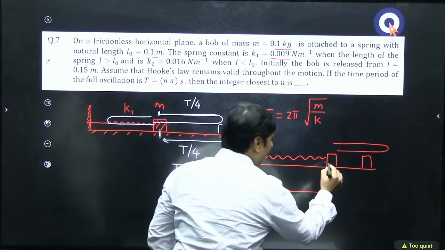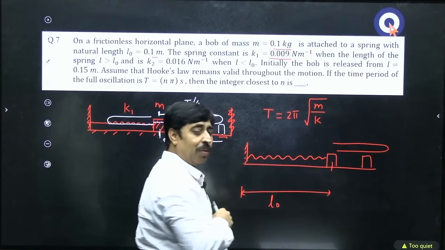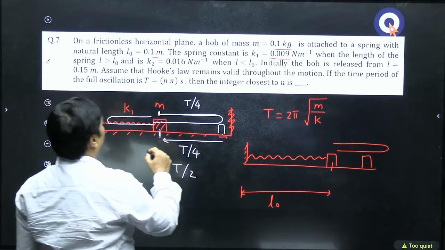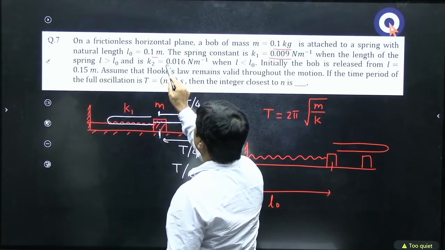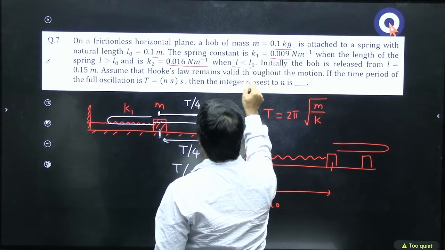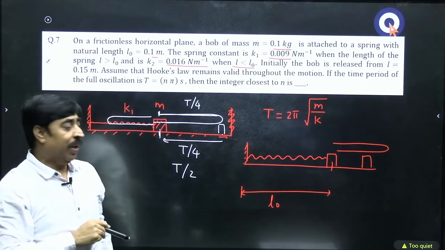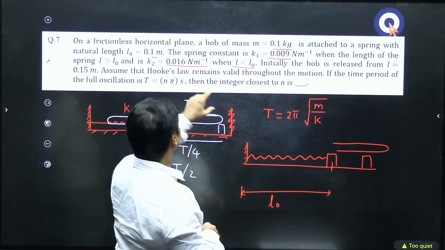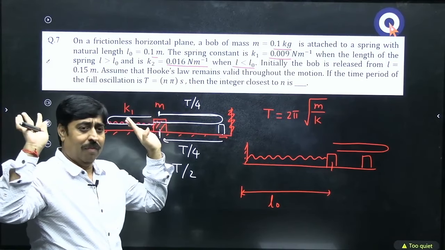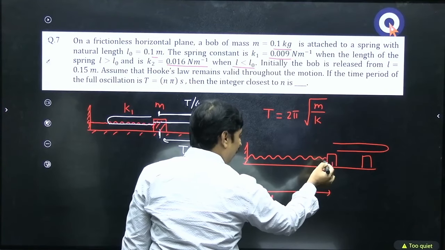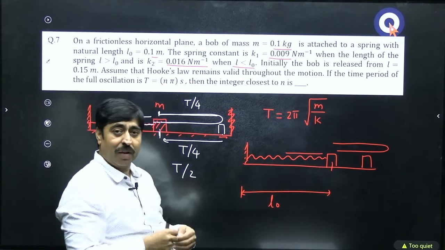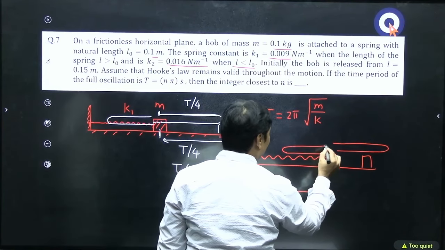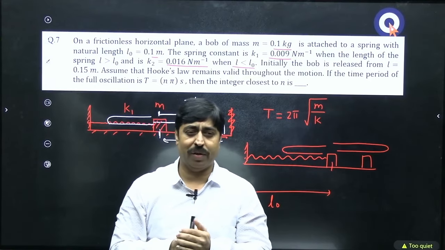Similarly, once the block returns to the equilibrium position and starts moving to the left side, the spring gets compressed. And when the spring is compressed, the question says the force constant becomes K2 when L is less than L naught. When the block starts moving to left from its equilibrium position, the force constant of the spring has increased. So, when the block begins to move from here to here, it is experiencing a force which is K2x. And then while returning back from this extreme to mean position, still it is experiencing a force that is K2x.